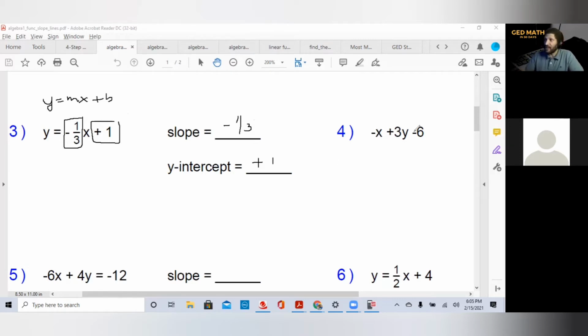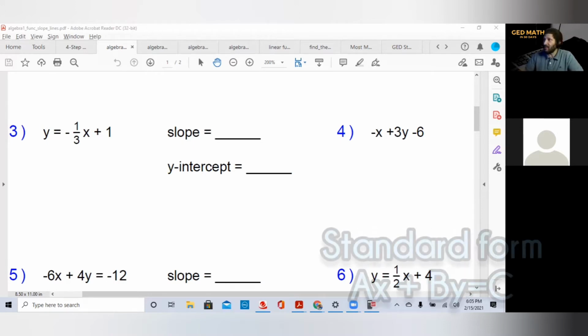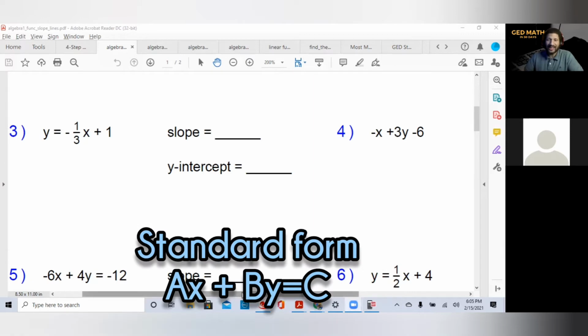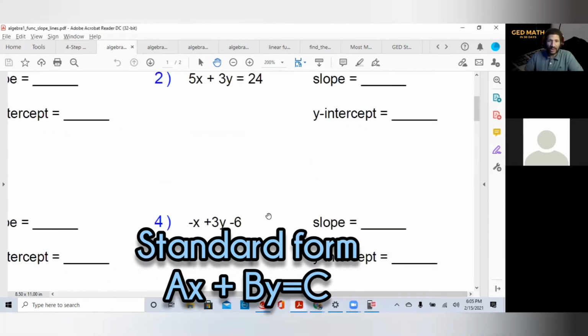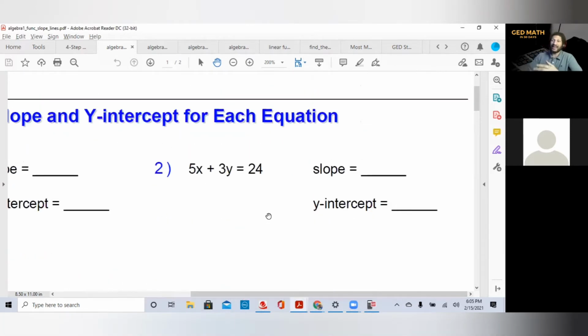But looking at my Facebook form, what I realized is sometimes on the GED, they don't give you the equation in slope-intercept form. At times they give you the equation in standard form. So let's look at some problems in standard form. Again, I'm going to show you how easy it is to find the slope from an equation, whether it's slope-intercept or standard form.